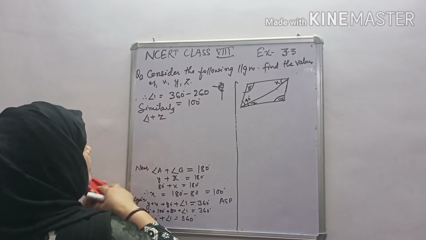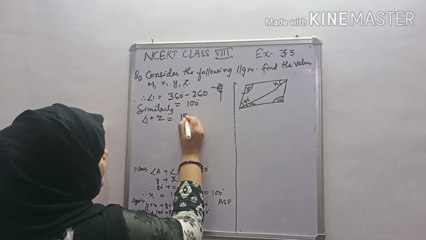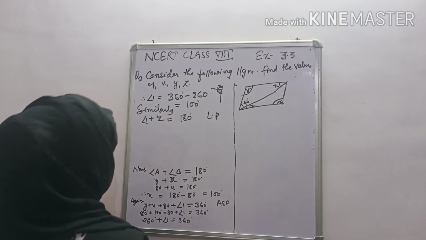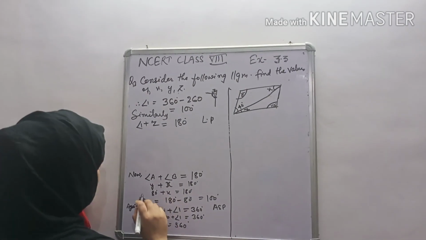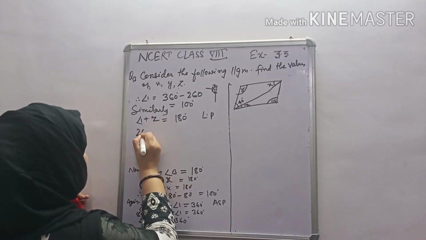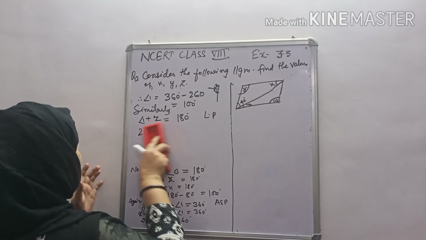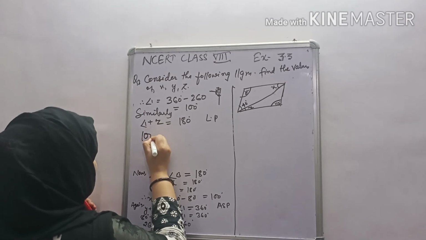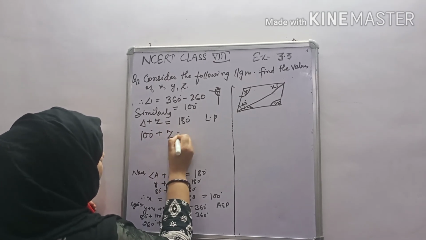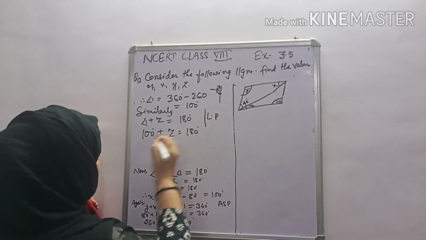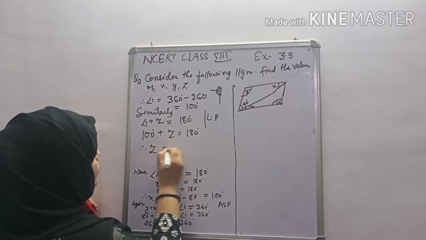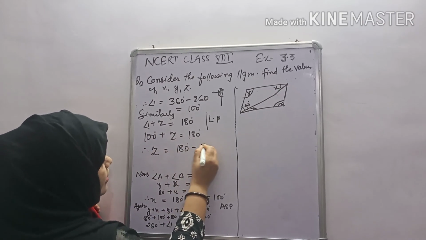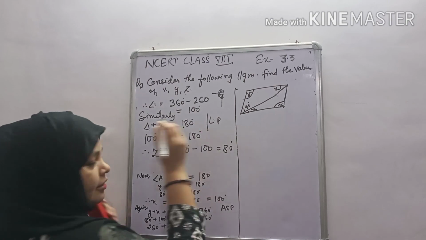They are forming a linear pair, which makes 180 degree. What is the value of angle 1? 260 degree. Sorry, 100 degree. 100 degree plus z is equal to 180 degree. This is a linear pair. So therefore z is equal to 180 degree minus 100 degree is equal to 80 degree. Got it?